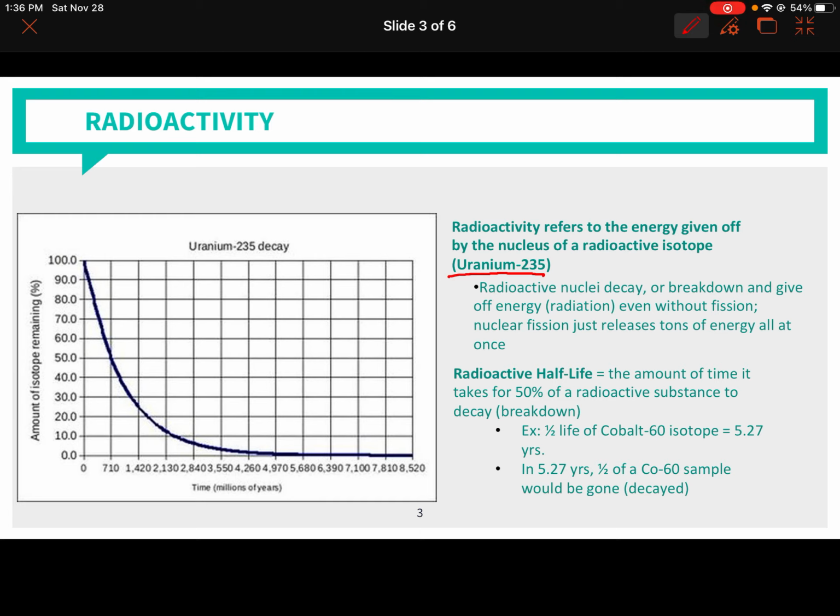Over time, this process happens. It's called radioactive half-life. That's the amount of time it takes for 50% of a radioactive substance to decay or break down. For uranium-235, this natural process takes millions of years, so we're speeding it up by using nuclear fission. For example, if we had cobalt-60, an isotope with a half-life of 5.27 years, after 5.27 years, half of this cobalt-60 sample would be gone or decayed. So we're going to practice some of those half-life problems in this topic.